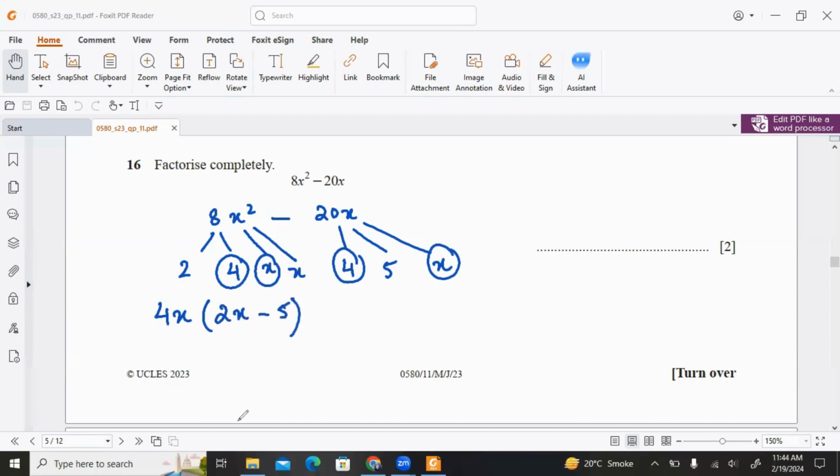We can't further factorize it because 2 and 5 are both prime numbers. They don't come in the same times table. There's only one variable left, so the completely factorized version is 4x times 2x minus 5. If you want to do it more step by step, you could have started with taking 2x common and then taking 2 common again. But if you just break it down into its factors initially and see what's the highest common factor, just pick that and use that to save time.